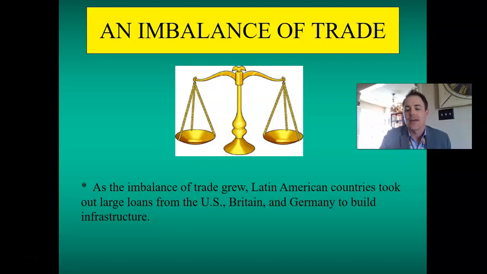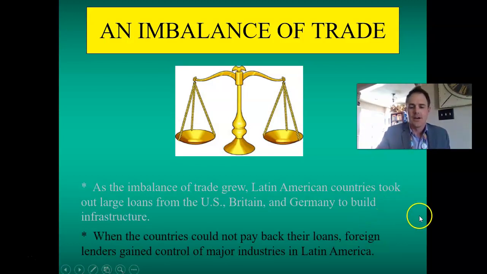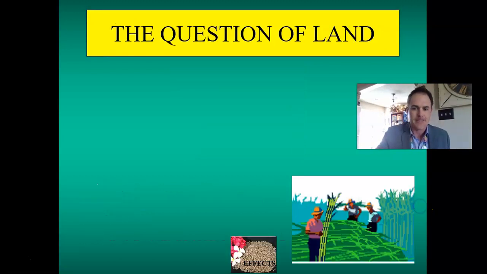And so in order to overcome this, Latin American countries take out these large loans in order to build infrastructure, which was needed after these massively bloody long wars, right? Roads, bridges, dams, all needed to be constructed. And when they couldn't pay back their loans, which happened, they lost control of major industries, banana plantations, gold mines, things like that.